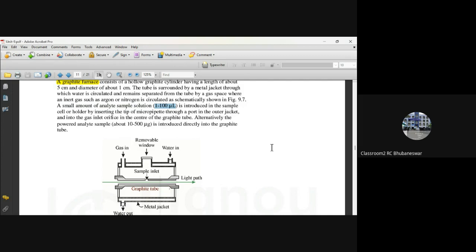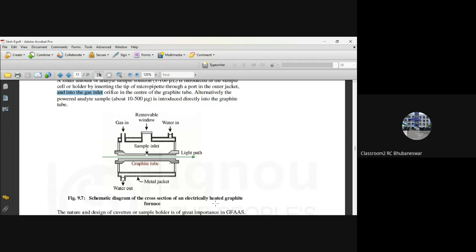So this much less sample is good enough for the study, and it is introduced into the sample cell or holder by inserting the tip of the micropipette through a port in the outer jacket and into the gas inlet. You can see here, this is the sample inlet, and this one is the graphite tube. This is the electrically heated graphite furnace.